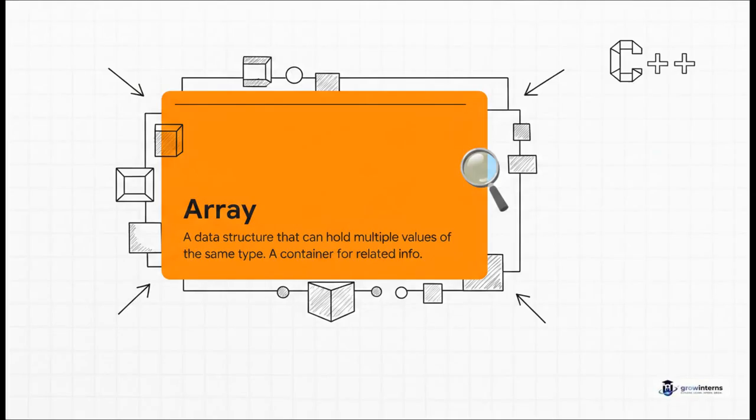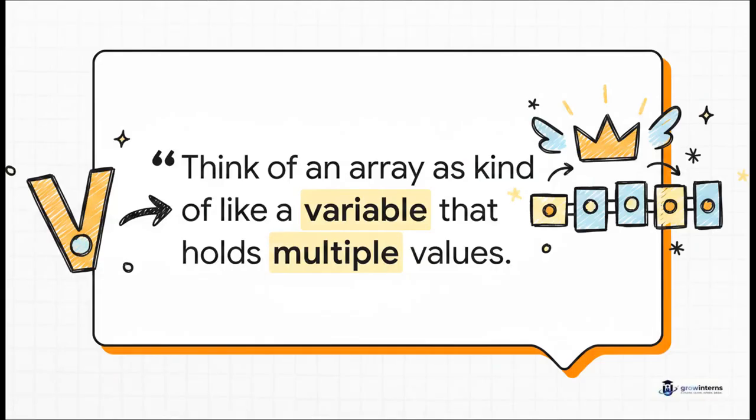So, what is an array, technically? Well, it's a data structure. But don't let that term scare you. The easiest way to think of it is just as a container, a box that lets us group a bunch of related things all together under a single name. And I absolutely love this analogy. It's the perfect way to get it. Don't overthink this. Just picture an array as a kind of super-powered variable. Instead of holding just one value, it can hold a whole bunch of them.